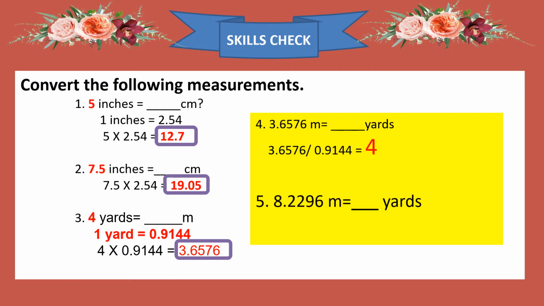Another one, 8.2296 meters is equal to how many yards? So we have to divide 8.2296 divided by 0.9144. So the answer is 9. So 8.2296 meters is equal to 9 yards.